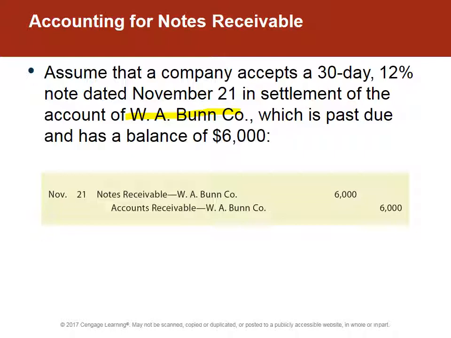So the Bunn Company owes $6,000, and it's just showing here the swapping of one asset for another in this transaction. Let's debit notes receivable. Let's credit accounts receivable for the $6,000.